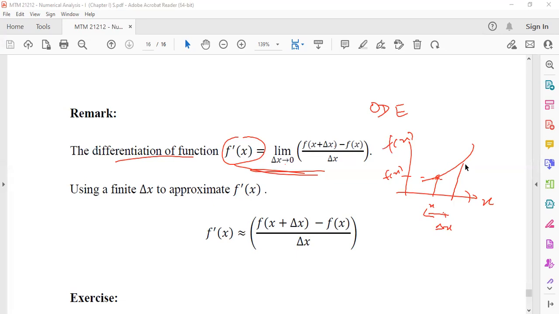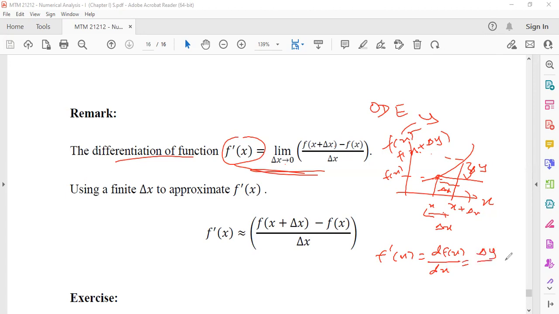Okay. So what is the value of this one? The value of this one will be x plus delta x. The f(x) value will be f of x plus delta x. So what is differentiation? Let's say this is a y value, y is equal to f(x). So this y difference over this x difference: this is delta x, this is delta y. So f dash means what? dy over dx, that is equal to delta y over delta x.